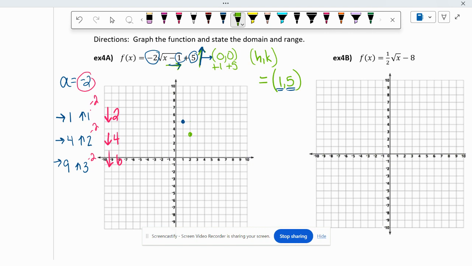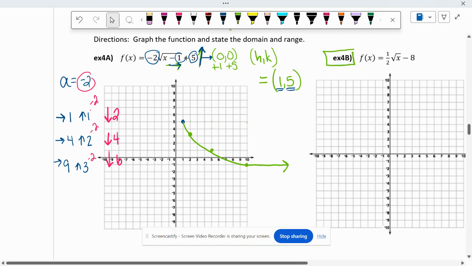If I move 2, 3, 4 units to the right of the origin, I'm going to go down 1, 2, 3, 4. And if I move 9 units to the right of the origin, I actually am going to go down 6. 1, 2, 3, 4, 5, 6. So we're using patterns, again, just like we did with quadratic functions or parabolas, to graph our square root function. Okay, we will do example 4b tomorrow.